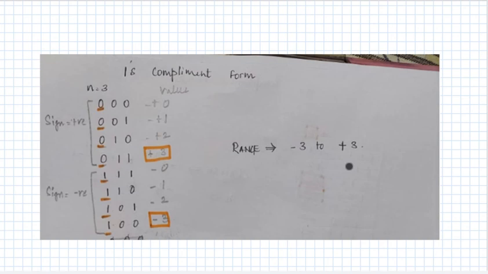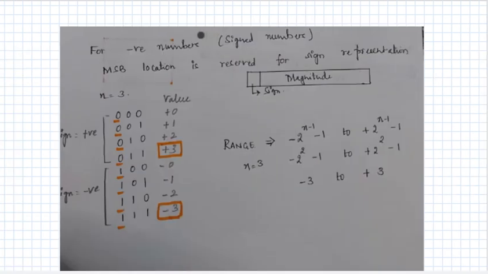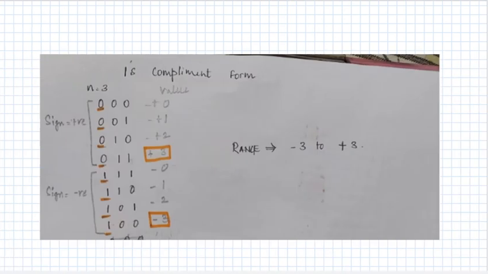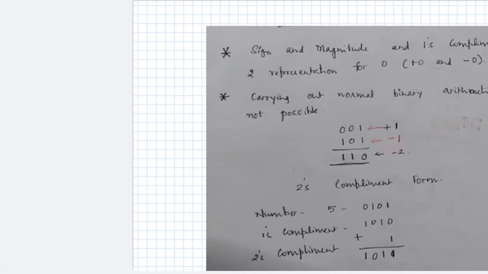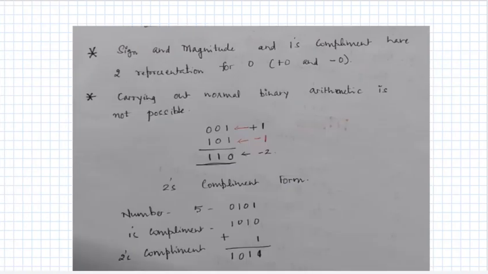Now in both these means of representing a negative number, we saw that the value 0 has two representations: 000 and 111 in the case of one's complement form, and 000 and 100 in the case of sign and magnitude form, which is not correct. 0 should have only one representation. Correct? This is one drawback.